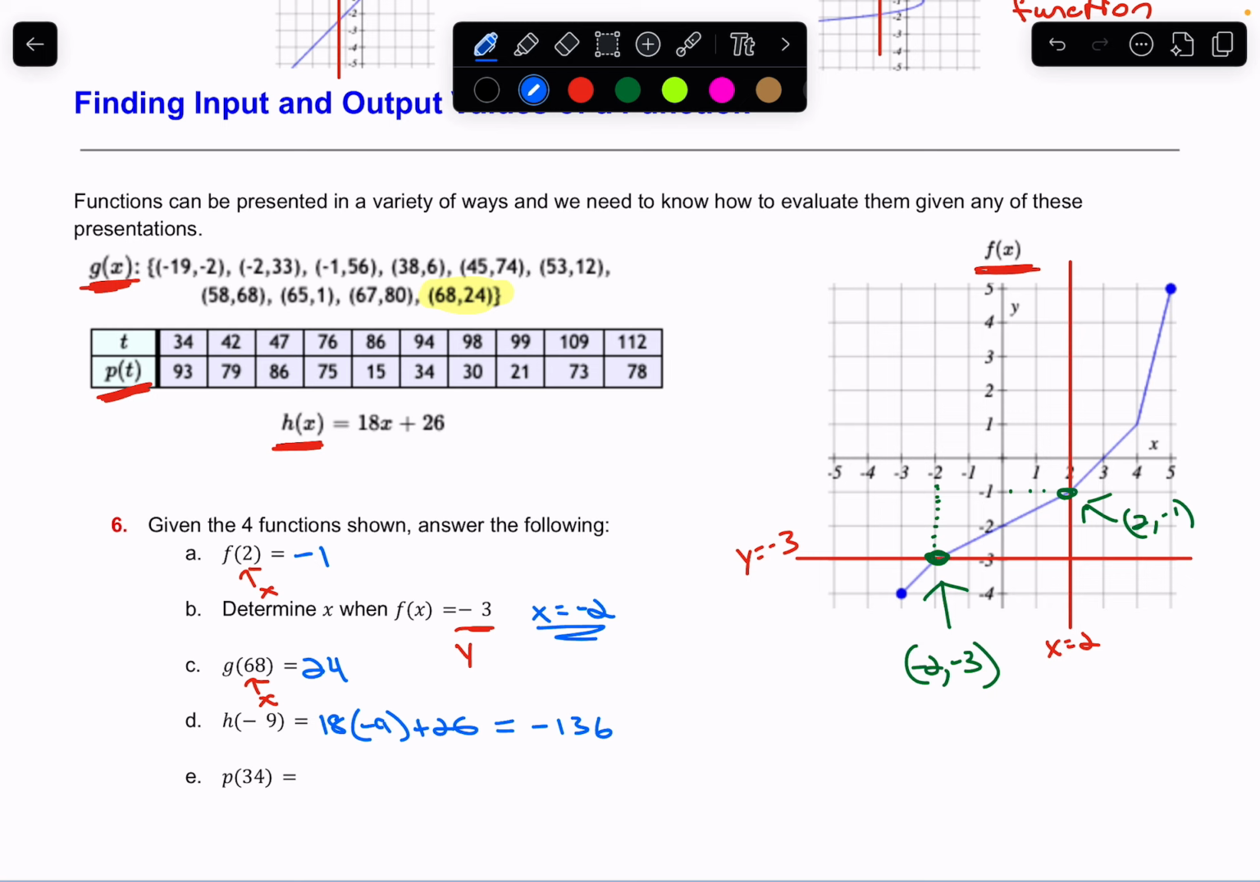Part E says P of 34. So that is referring to the table. The table is named P.